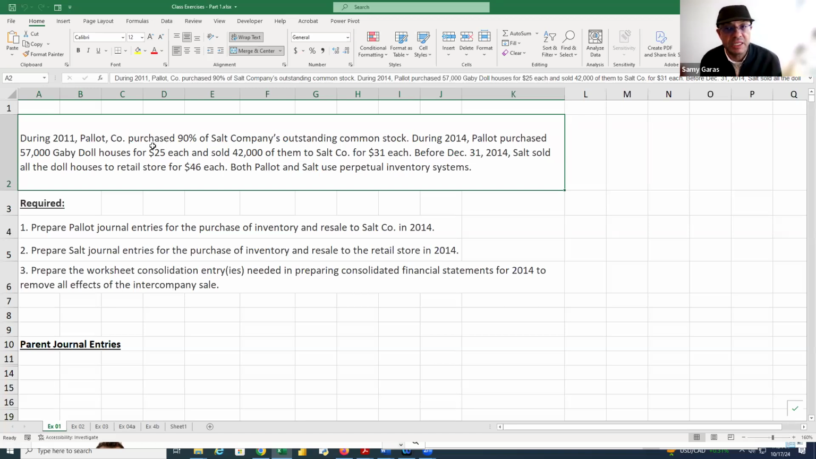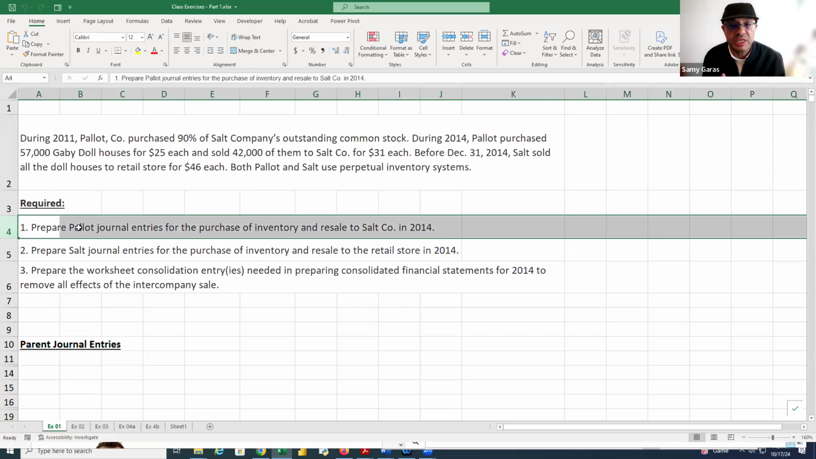So here you can tell that the parent company purchased for $25 and sold it for $31. It means the parent company made a gain of $6. And then the subsidiary sold all the quantity to another customer for $46. Now we need to do the journal entries that have been made by the parent, then the subsidiary, and then the consolidating entry.